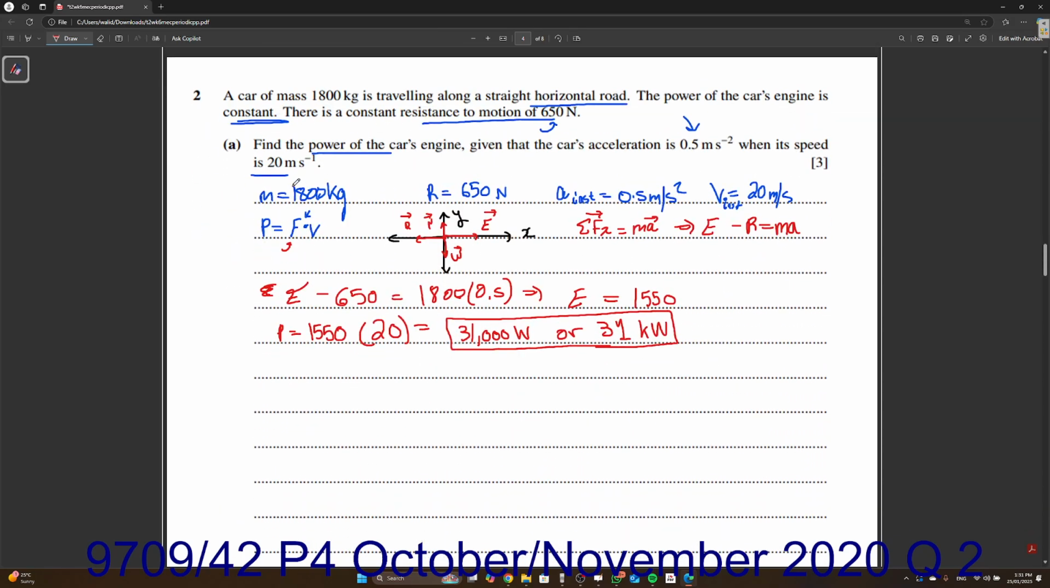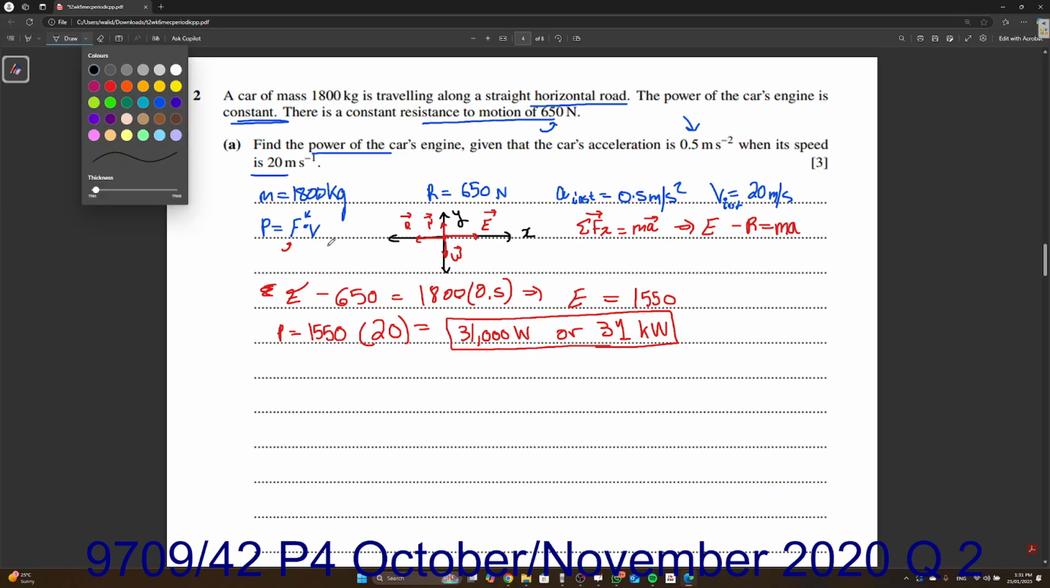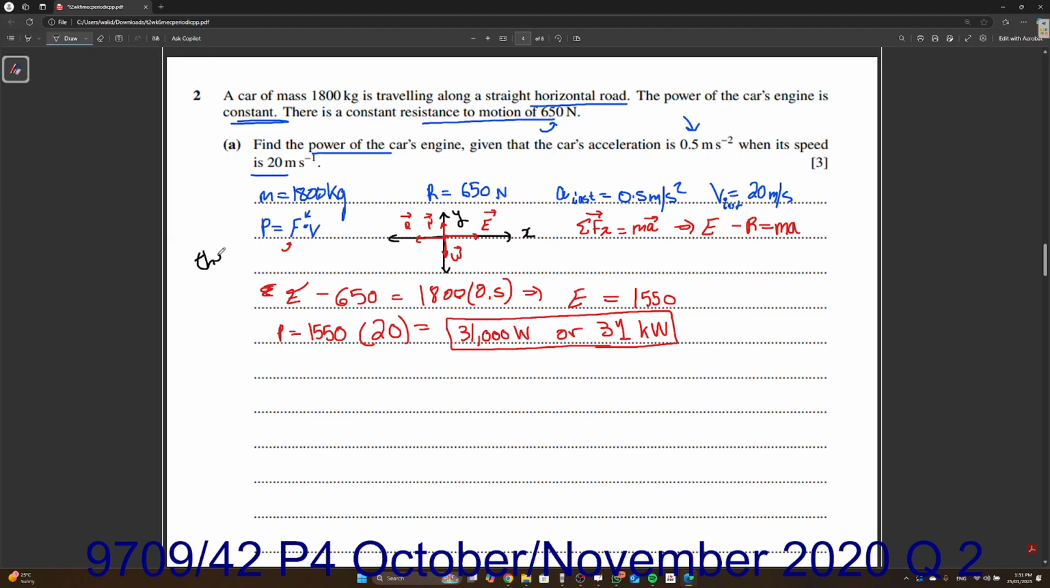If you want the examiner that's correcting your paper not to be confused, you can say the force F is equal to E, so that when you write this E, they don't get confused. You could just say the force F is E.